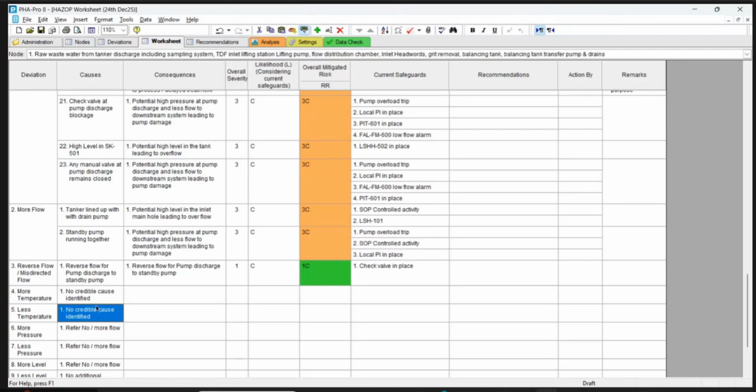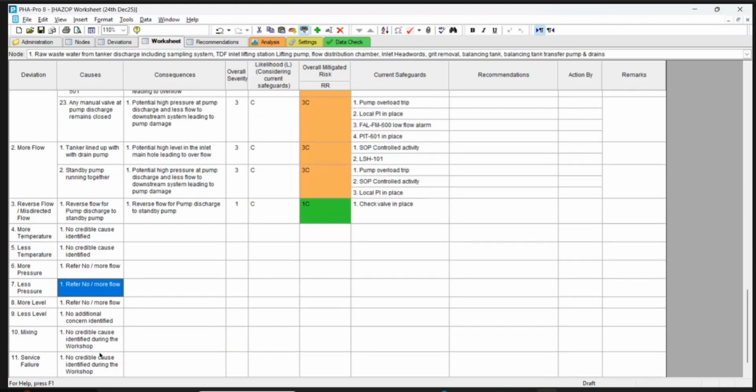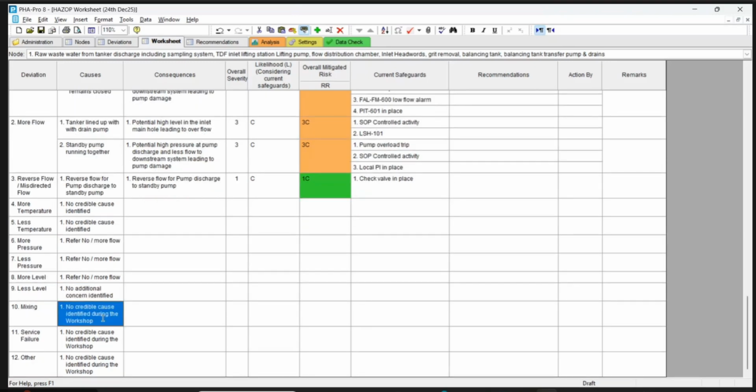That is okay. Less temperature, no. More pressure, we have seen pump discharge. No, and more flow. Low pressure and more flow, no. Level, already we have seen high level and overflow. Less level we have seen, but no additional concern. Mixing, no additional concern. We will take it into the air blower. Service failure, no additional concern. And other, no concern.